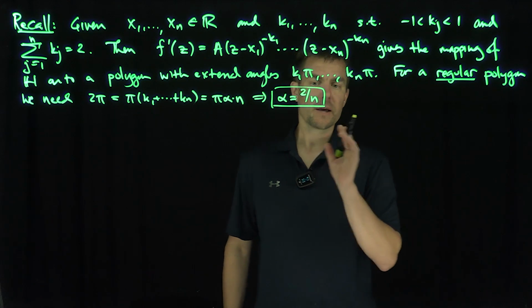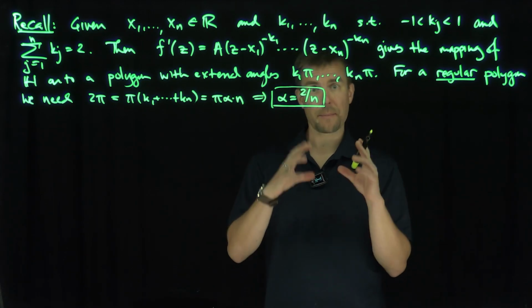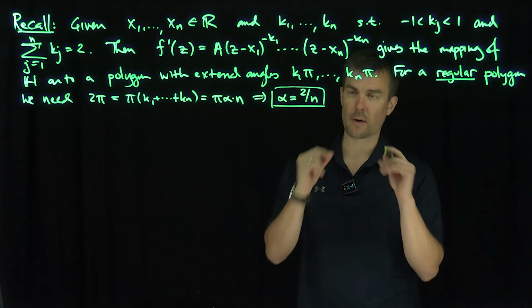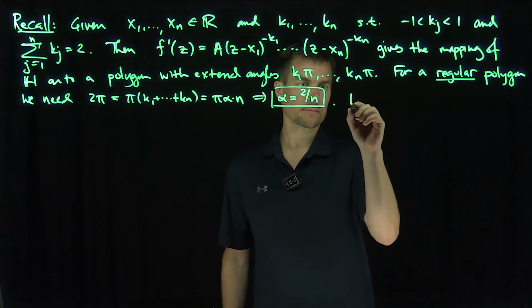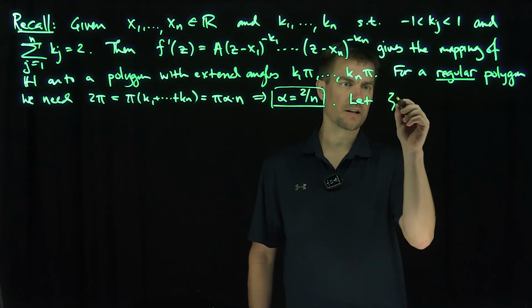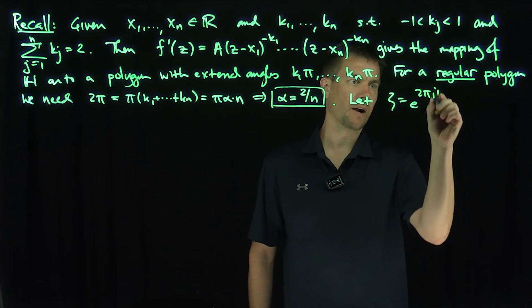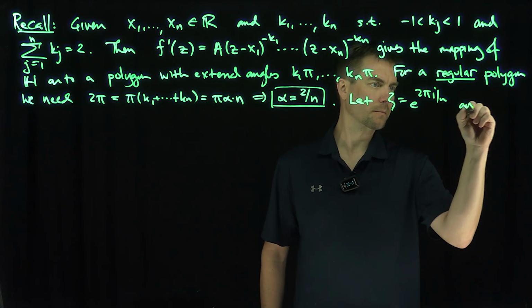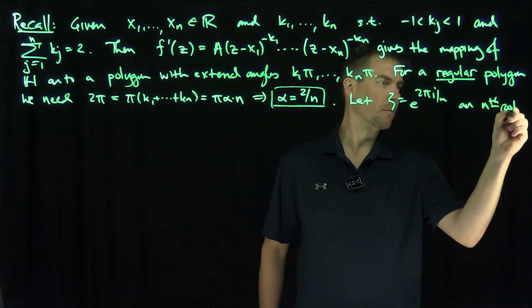Now we can say this is our guiding post, and what I'm going to do now is construct a mapping not from the upper half space, but from the disk itself, because there's a good way to space those points out, right? So let's let zeta be e to the 2 pi i over n, an nth root of unity.